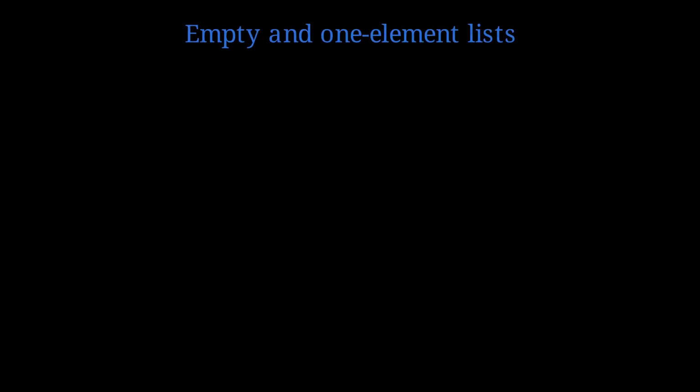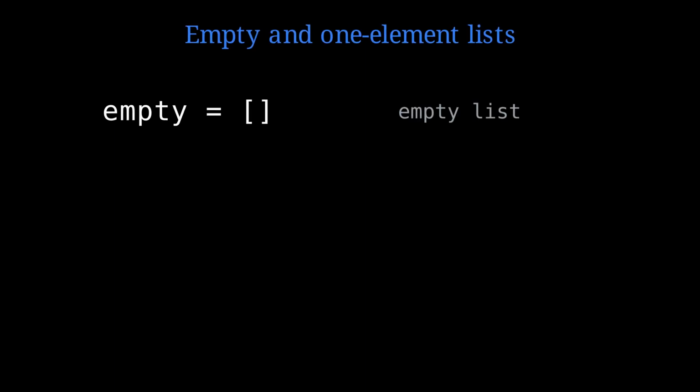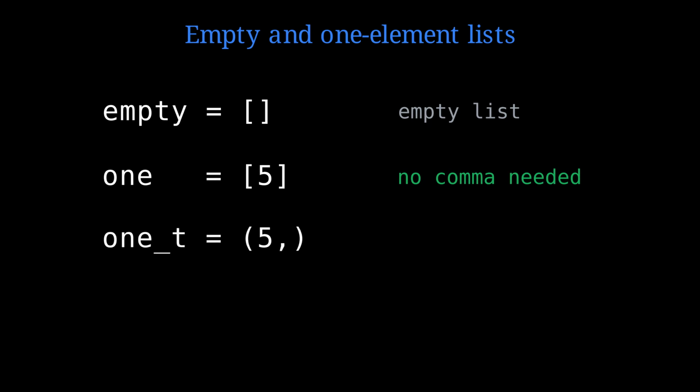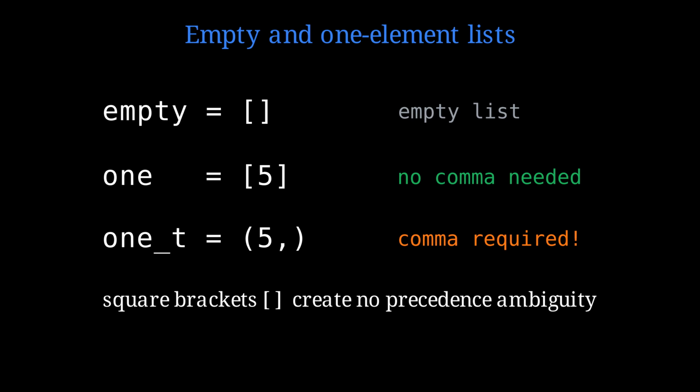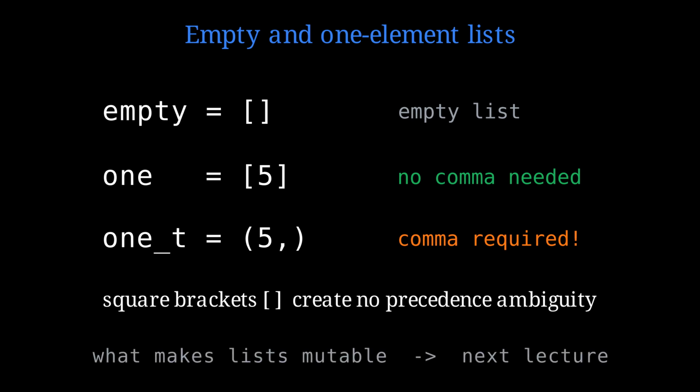2 small cases are worth noting. An empty list is just an opening and closing square bracket with nothing between them. And a list with a single element, say the list holding 5, needs no trailing comma. Contrast that with the one-element tuple, which required a comma to avoid confusion with grouping parentheses. Square brackets create no such ambiguity, so no comma is needed. What makes lists mutable waits for the next lecture. Today is simply meeting them.